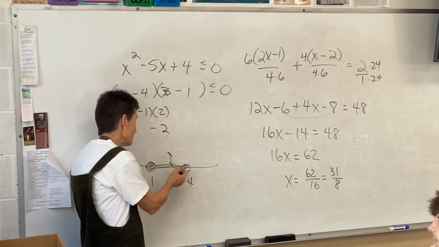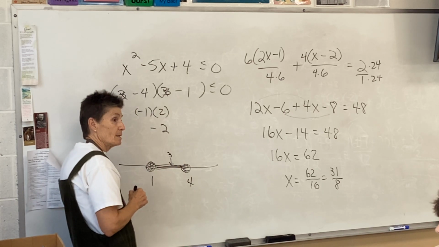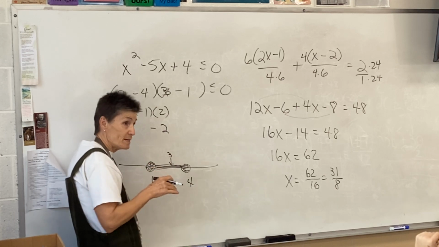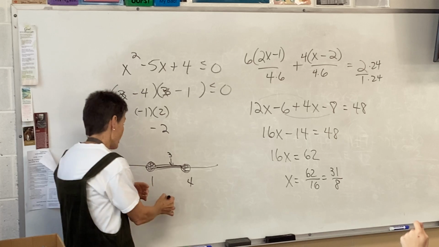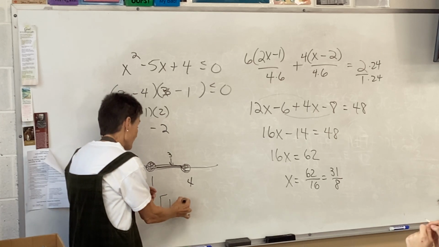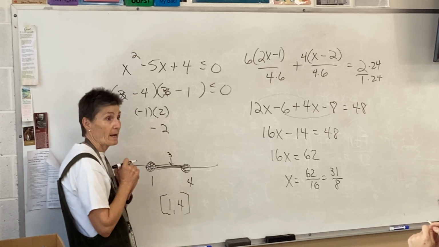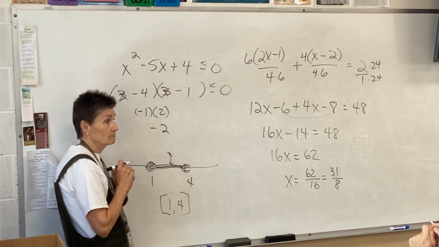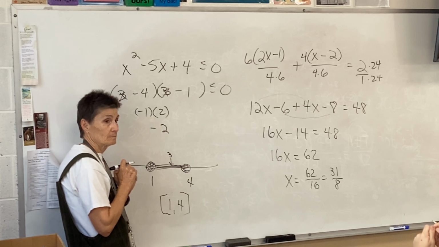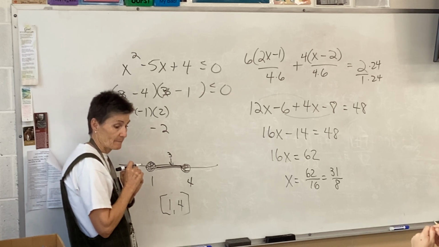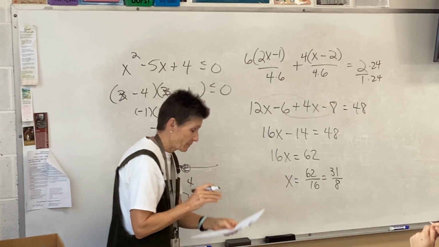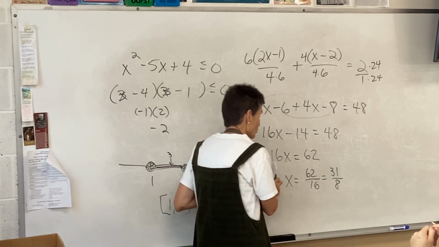I shade it, and I'm done. Because remember, we either shade in between or we shade out. We shaded in between, so therefore our answer is bracket 1, bracket 4. I hope you're starting to feel like this isn't so bad.